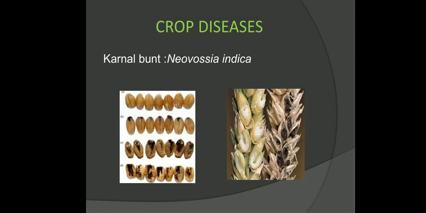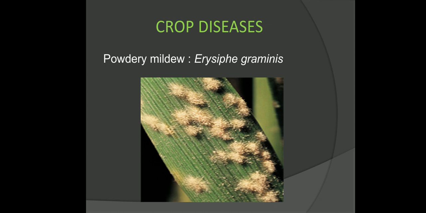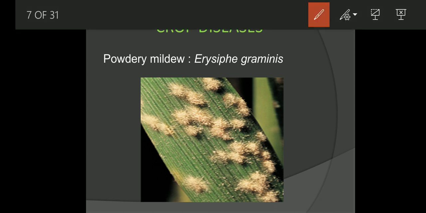Next, we have Karnal bunt in wheat. Karnal bunt in wheat is caused by Neovossia indica. Neovossia indica is responsible for causing Karnal bunt, which mainly affects the seed part, where you can see the deformation or the degeneration in seeds. Guys, please note down the symptoms well in your mind so that whenever you go for a field visit, you can easily identify the disease and instruct the farmers accordingly.